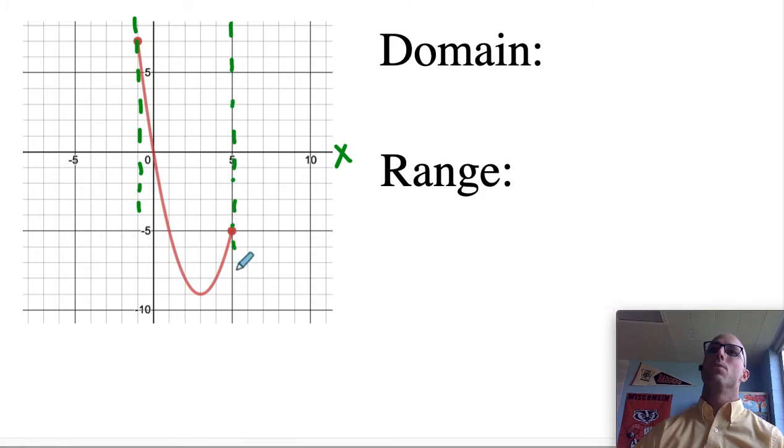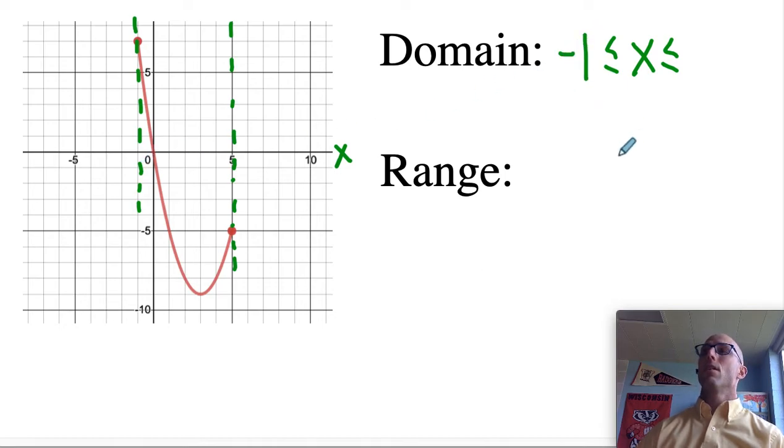Okay, I would build those walls right here, and so my graph is between those two. So my domain, and again, I'm going to use inequality notation, is between two walls. The wall on the left is an x value of -1, and the wall on the right is an x value of 5.